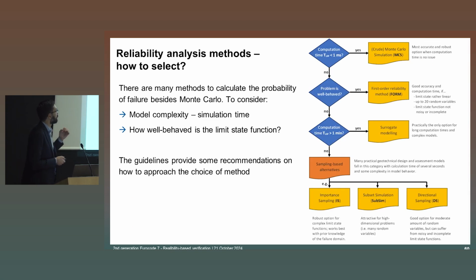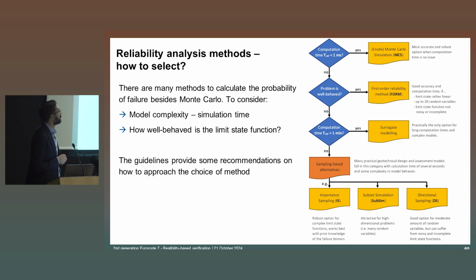So the guideline here also gives you some options and suggestions on which, out of those many different reliability methods that are out there, you should use and when. Some things to consider here are the model complexity, which can influence the simulation time. You don't want to run a very computationally expensive model 1 million times. One other thing to consider is how well behaved the limit state function is. And you see here, it shows some different options depending on which situation you are in.